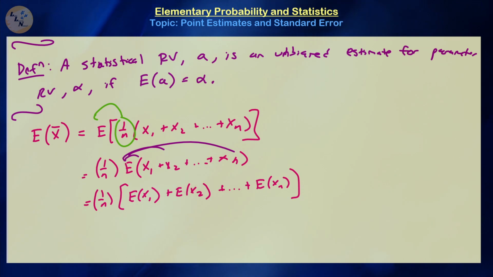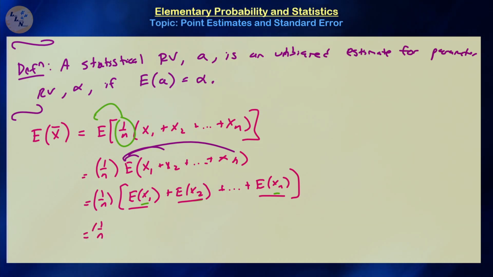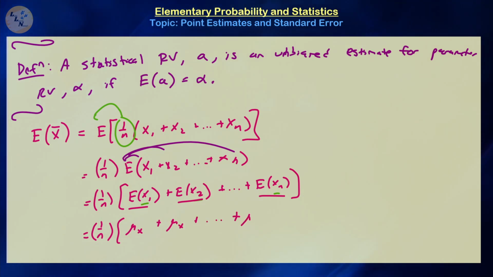So since each of these values, x1, x2, and xn, are all coming from the same exact population, each of these expected values are going to be equal to the mean of the population that they're drawn from. So that's going to be equal to mu x plus mu x all the way down to mu x.